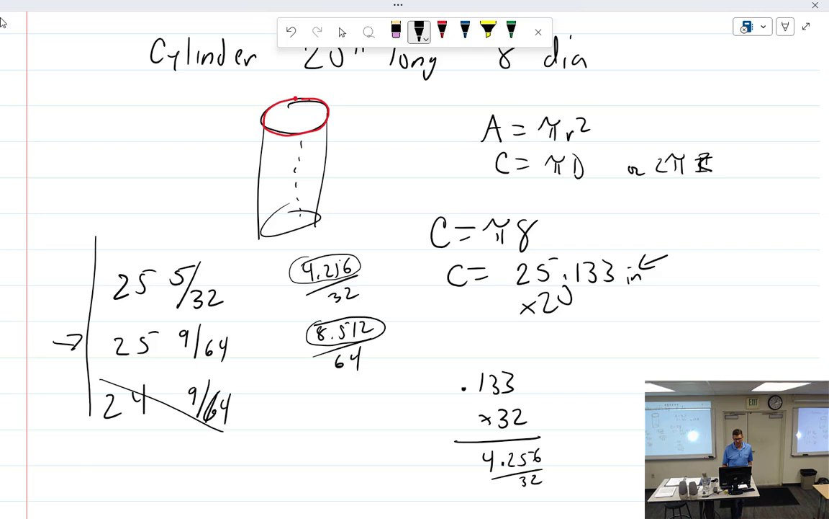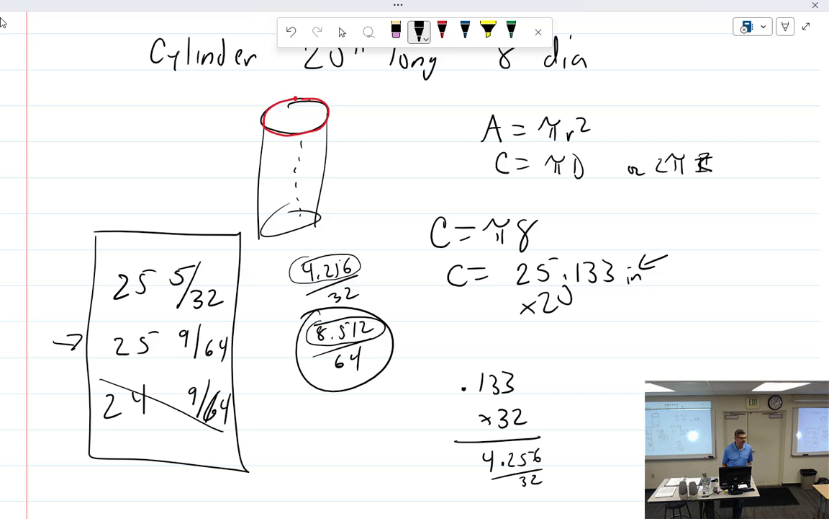Oh, I'm sorry. This is the 5/32, this is the sheet metal you're going to get. This is what you have to have. That's your circumference. So 9/64 is a little bit more, so you can have a little bit left over. 9/64 is a little more than 5/32. 9/64 is a little more than 8.5/64.